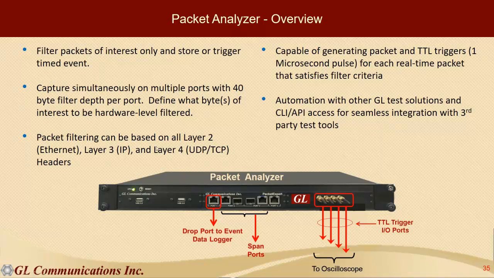So we can filter at layer 2, layer 3, and layer 4. Again, automation has been built into this product through a CLI and an API. Okay, so we have that.